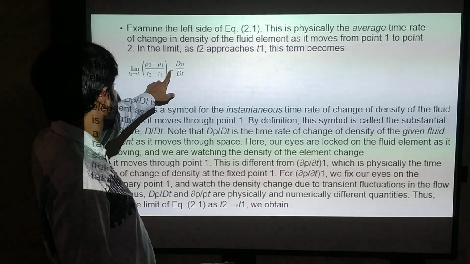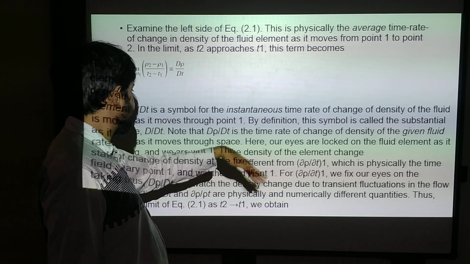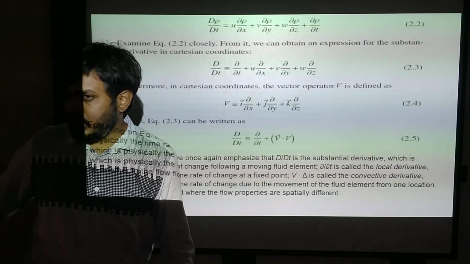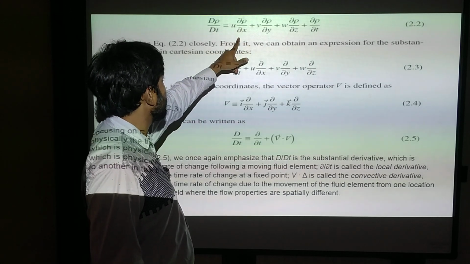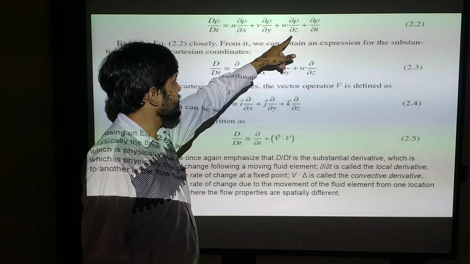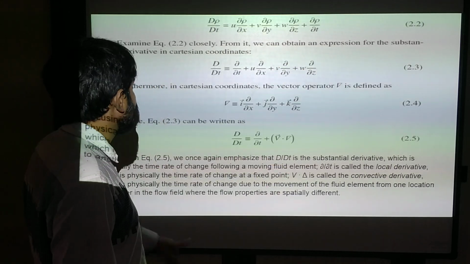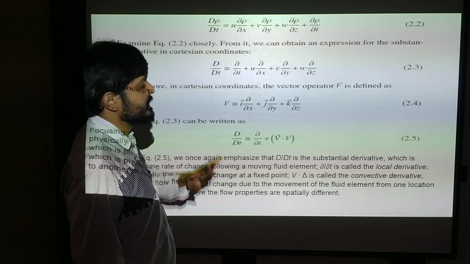Okay. So d rho by dt, this is nothing but your left side, and after this, on the right side you will get u del rho by del x plus v del rho by del y, and w del rho by del z and del rho by del t. So this is what? This is your total derivative of density.